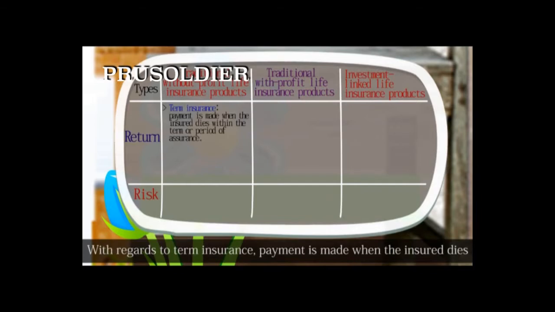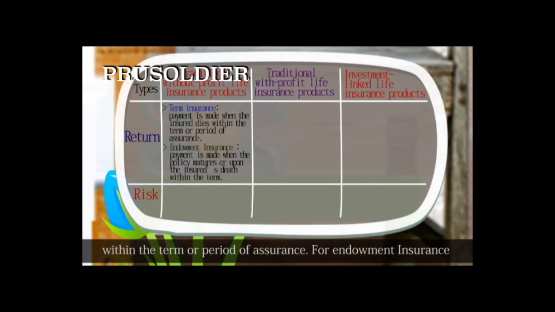With regards to term insurance, payment is made when the insured dies within the term of period assurance. For endowment insurance, payment is made when the policy matures or upon the insured's death within the term.